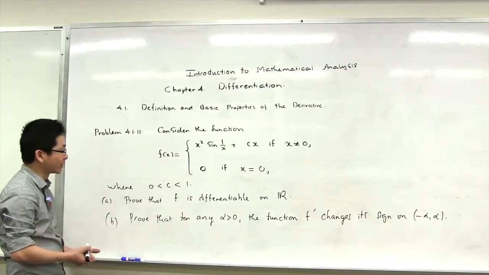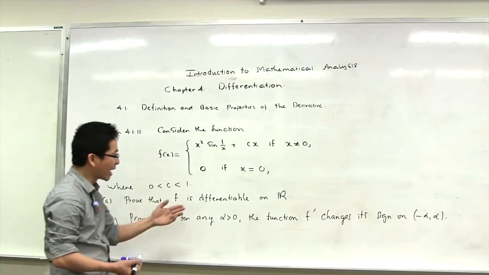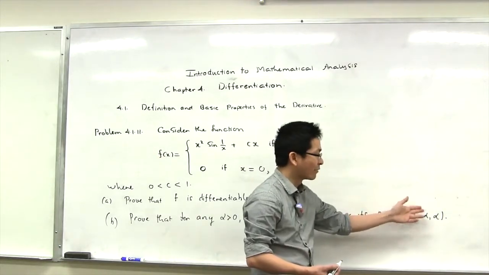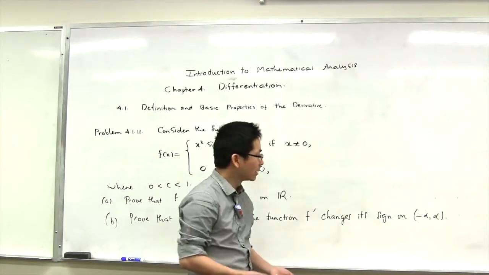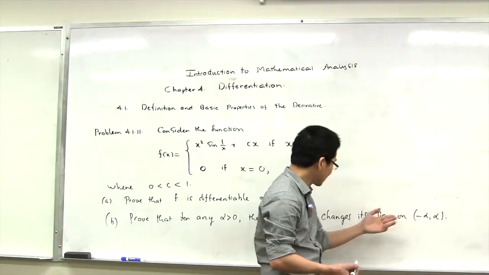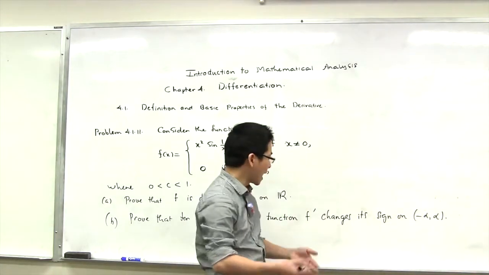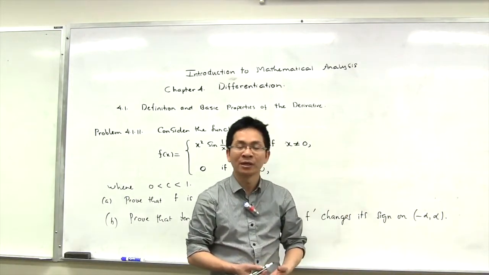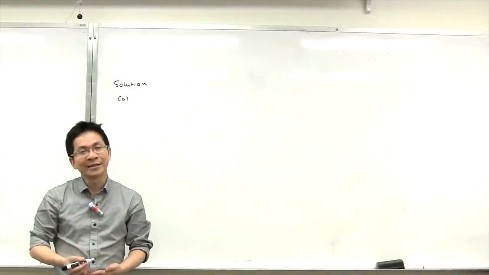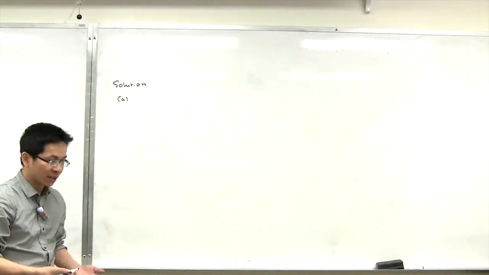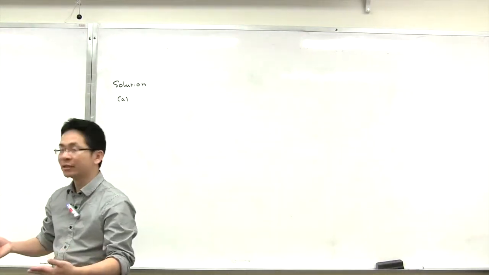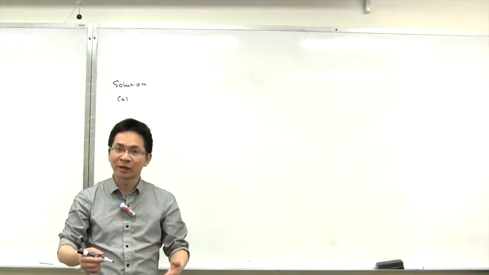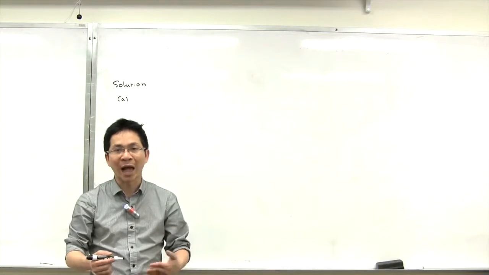And in the second part of the problem, we are going to show that for any alpha greater than 0, the function f prime changes its sign on the interval minus alpha alpha. That means we can find some x in this interval such that f prime of x is greater than 0, and at the same time we can find some u in this interval such that f prime of u is less than 0. Now we are ready to solve the problem. For this function, we can easily show that it is differentiable at any x bar that is not 0. Okay, and now we are going to show that the function is differentiable at 0.